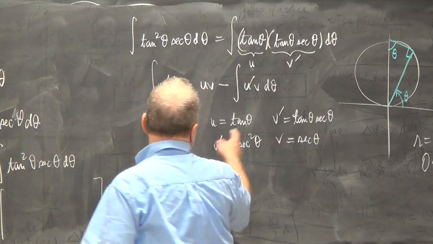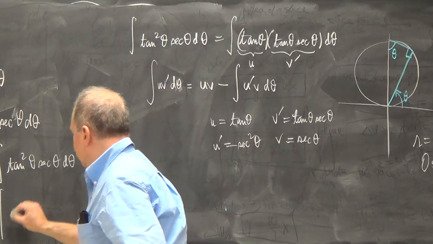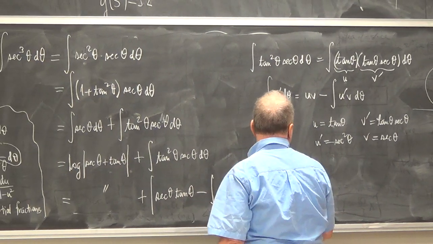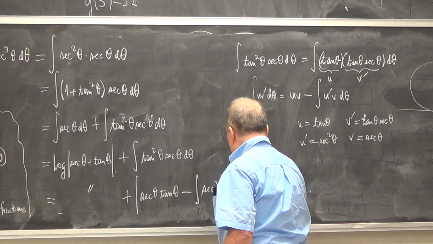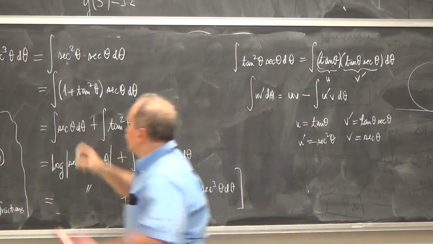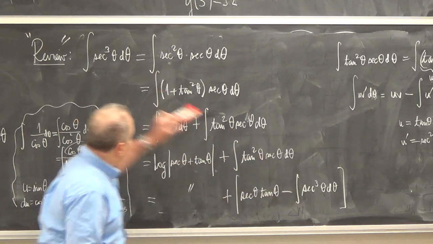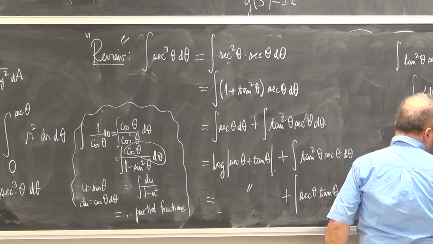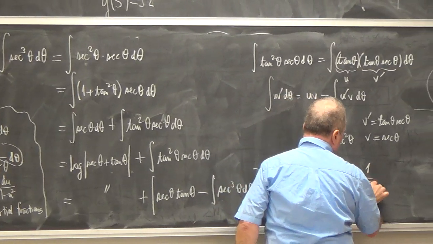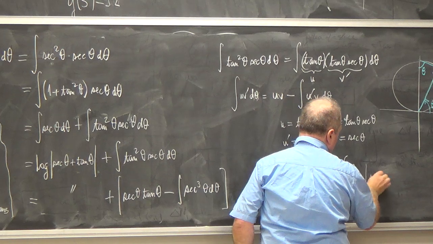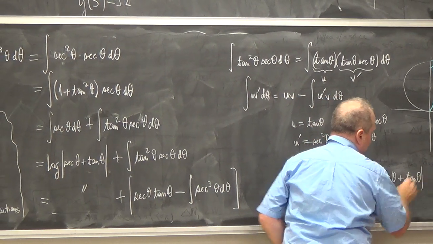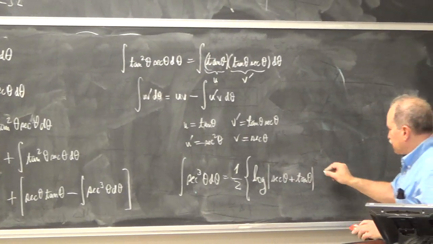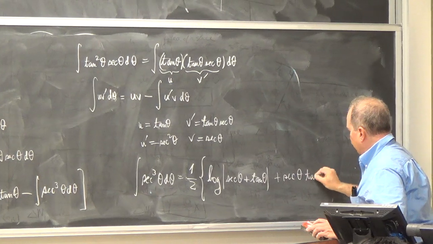So you get uv minus the integral of u prime v, which is secant cubed. And that's exactly the integral you wanted. You put this on this side, and you got two of them. So you divide by 2, and you get the integral of secant cubed is 1/2 log of secant plus tangent, with the half factored out, plus secant tangent.